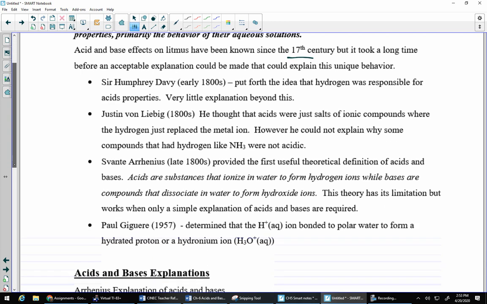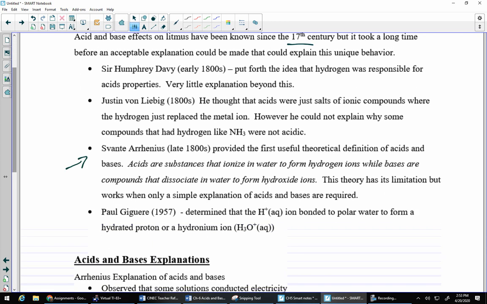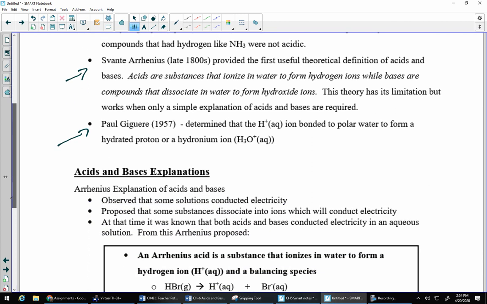Things that we want to check out are the Arrhenius definitions, the one that we've learned before: acids make H+, bases make hydroxide ions and have to have hydroxide ions. Paul Giguère, I believe that's how you say his name, took the Arrhenius definition one step further, and we're going to call it the modified Arrhenius version of acids and bases. That's our big thing, and that's what we're jumping into right away here.